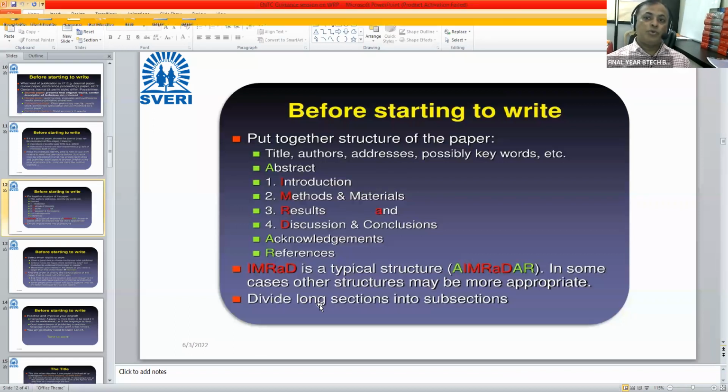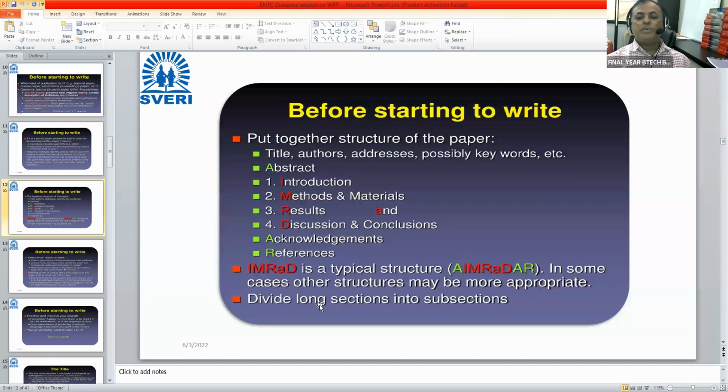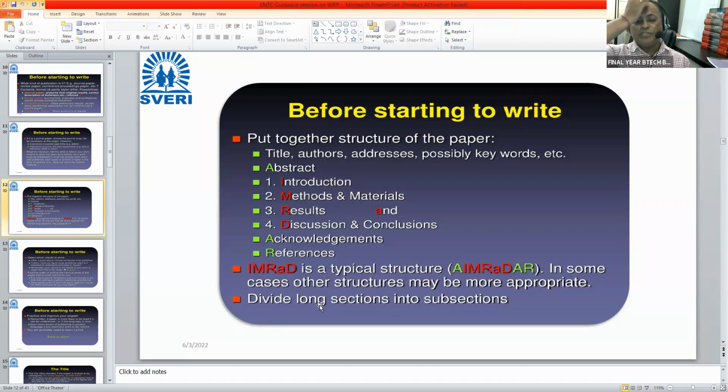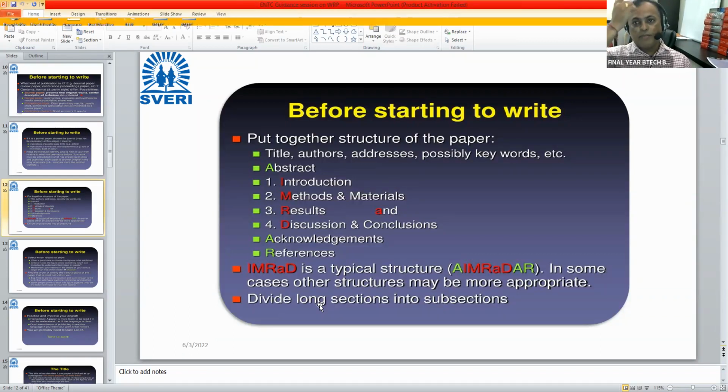Then what is your method, what are the data that is being used, what kind of pre-processing might have been done. So all those things will come in methods and materials. Then comes your results. Whatever results you have achieved, results are very important. Sometimes results and discussions can also be written together, and conclusion can be written separately.